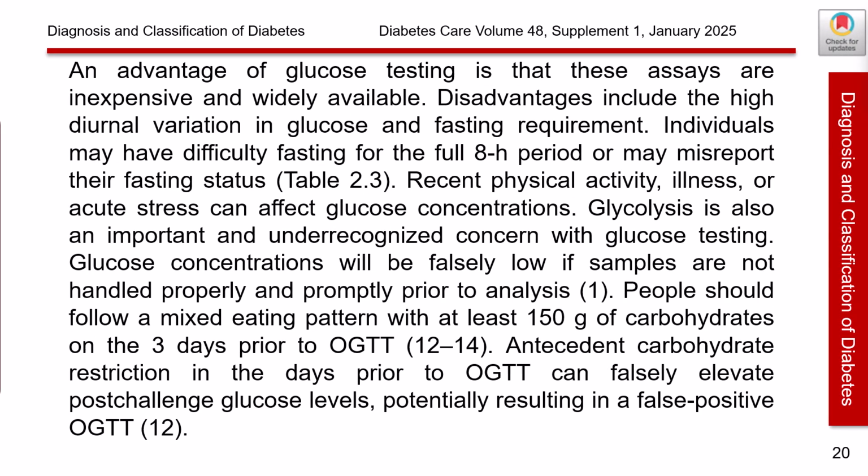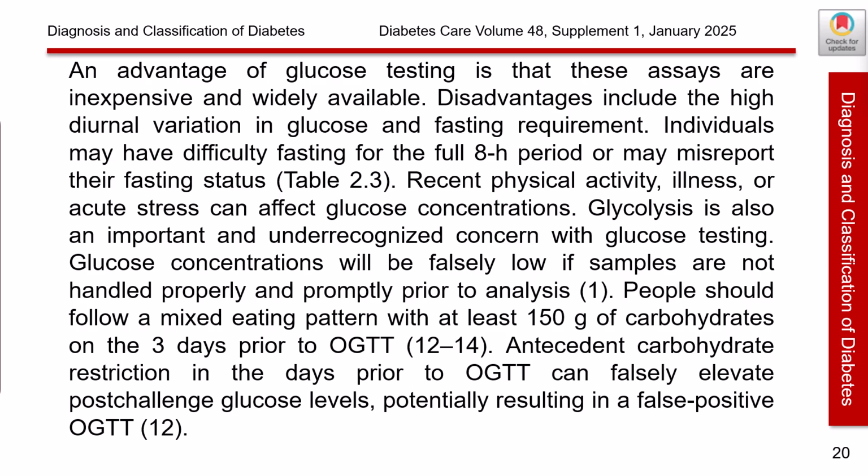An advantage of glucose testing is that these assays are inexpensive and widely available. Disadvantages include the high diurnal variation in glucose and fasting requirement. Individuals may have difficulty fasting for the full 8-hour period or may misreport their fasting status. Recent physical activity, illness, or acute stress can affect glucose concentrations. Glycolysis is also an important and under-recognized concern with glucose testing. Glucose concentrations will be falsely low if samples are not handled properly and promptly prior to analysis.